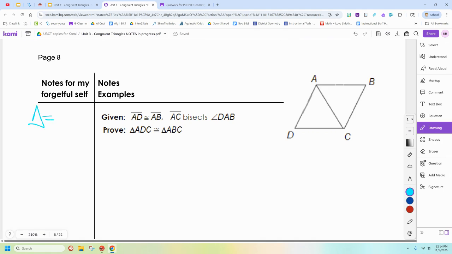Triangle congruence. Side, side, side. Side, angle, side. Angle, side, angle. Hypotenuse, leg. Angle, angle, side. So no angle, angle, angle. No side, side, angle, aka the donkey theorem.